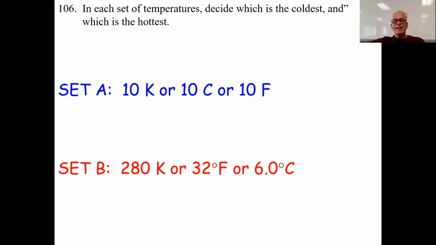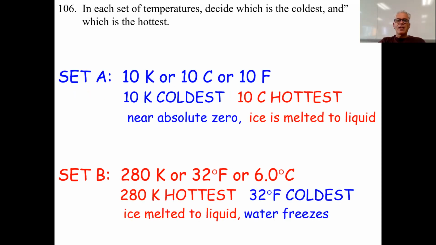Now think about 10 centigrade and 10 Fahrenheit. One of them has got to be hotter than the other one. What is the freezing point for water? Use your brain now. 0 centigrade, water freezes, or 32 Fahrenheit. 10 Fahrenheit is frozen water. 10 centigrade is liquid water. That means 10 centigrade is hotter. So out of these, the 10K is the coldest. It's near absolute 0. And the ice is melted to a liquid at 10 centigrade.